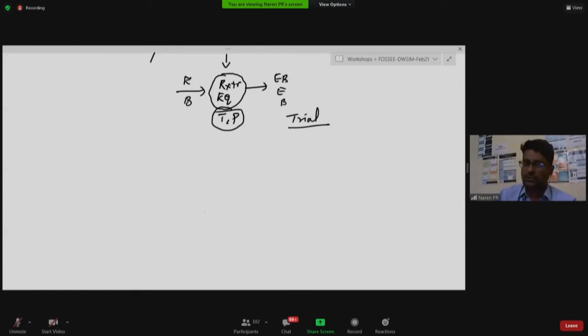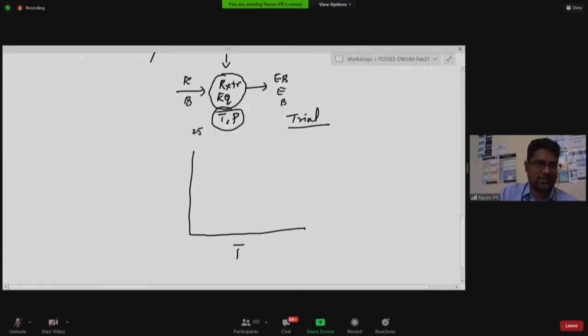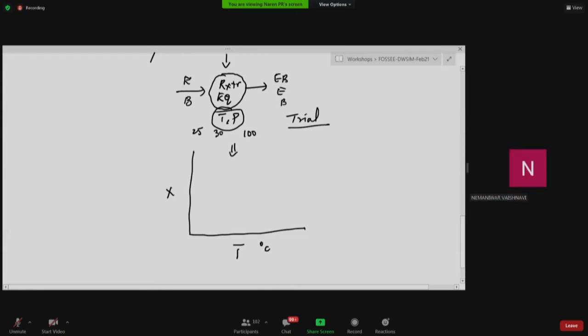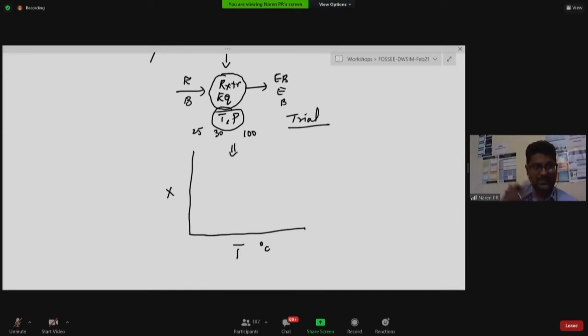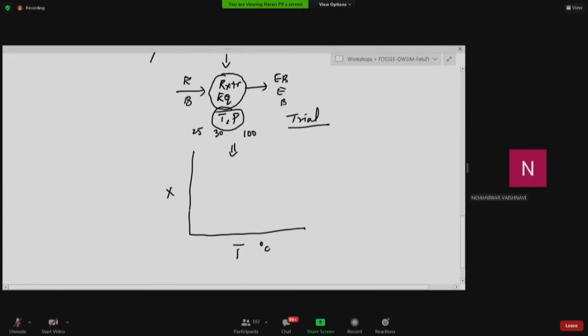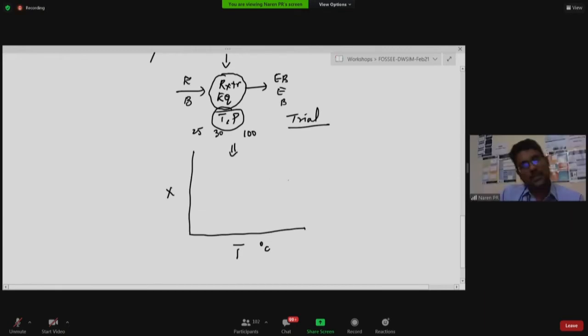But even without knowing that menu name, what one can do is change the temperature. You take, say, 25 degrees, then you take 30 degrees, then 100 degrees or something like that, and then try to get what is the conversion. Is this possible using DWSIM? Yes, sir. So are you able to understand that? Are you feeling empowered that you are now able to generate this window yourself? Yes. Right.